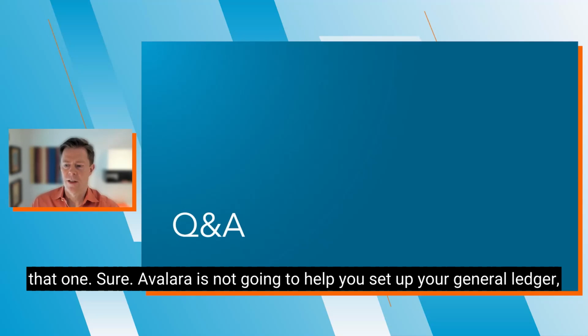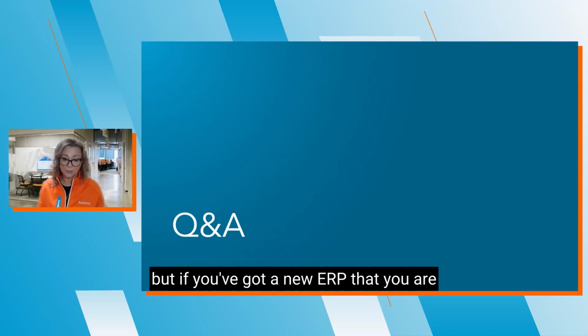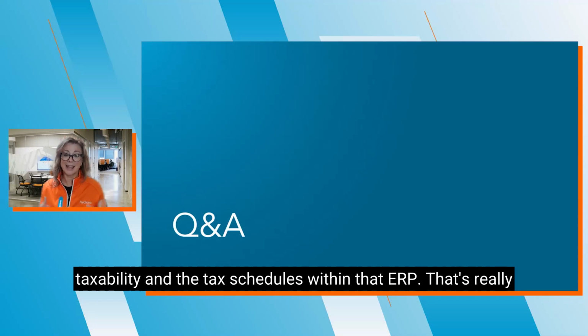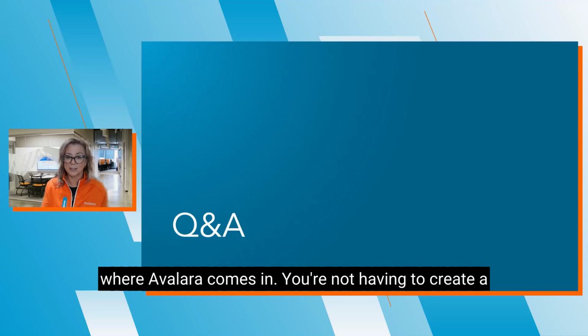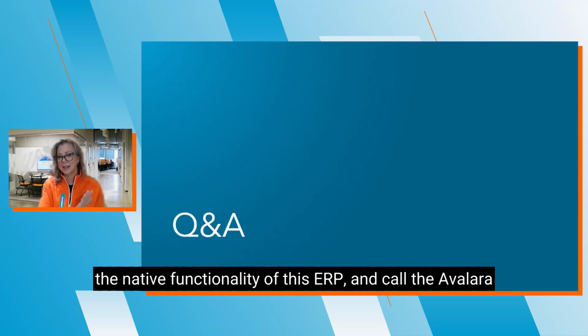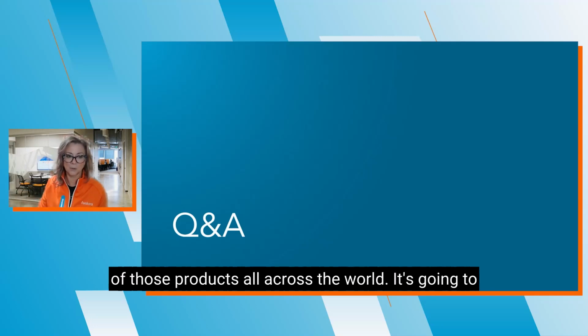Sure. So Avalara is not going to help you set up your general ledger, but if you've got a new ERP that you are setting up, think about what goes into setting up the taxability and the tax schedules within that ERP. That's really where Avalara comes in. You're not having to create a whole bunch of tax schedules. You're basically saying, hey, bypass the native functionality of this ERP and call the Avalara service. And you don't have to know the taxability of all of those products all across the world.